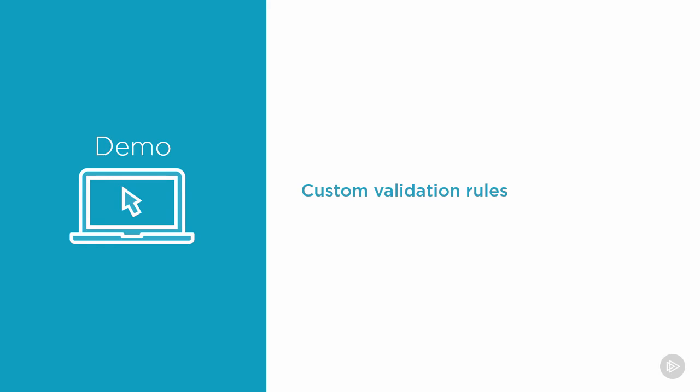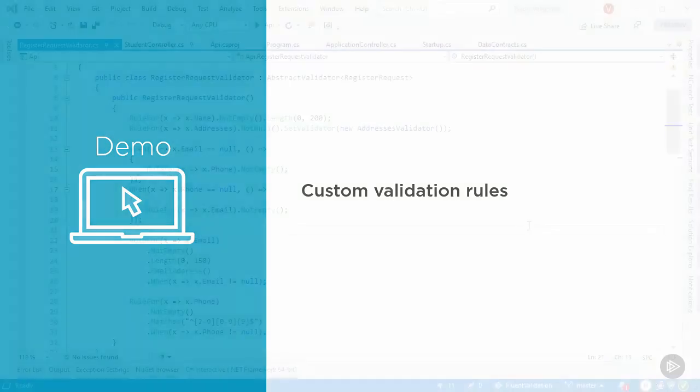The last feature we'll look at in this module is building custom validation rules. Custom validation rules are useful when you want to create a rule for a non-standard type and reuse it between different rule chains. Let's see this in practice.